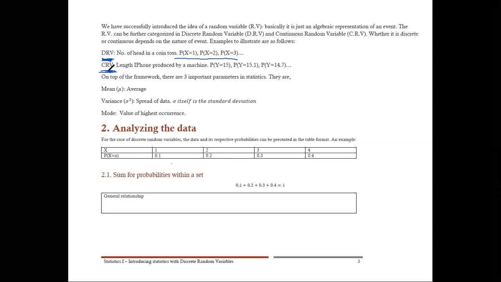Because for every machine, we can't basically be producing things of an exact dimension. There's something called the deviation, there's something called the variance. There's certain machine settings that we can keep within range, within bound. So in this case, this is an example of a continuous random variable, because if we are talking about the length of an iPhone, it can be 15, 15.1, or 14.7, and so on and so forth. There's a decimal place, it's not integer values, it's continuous.